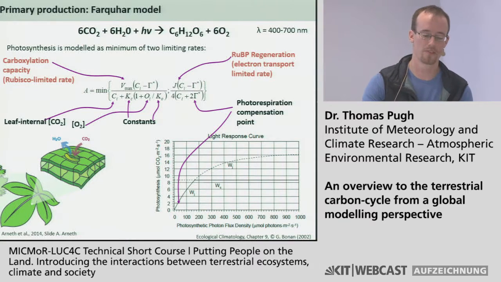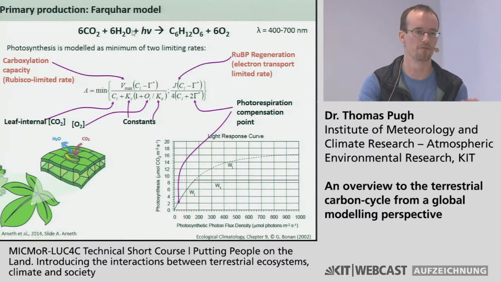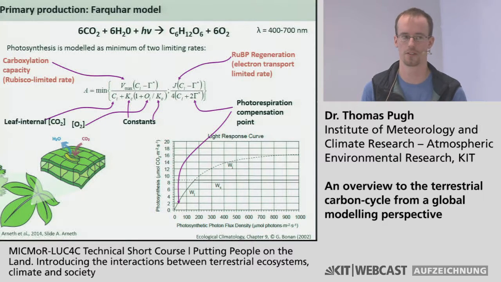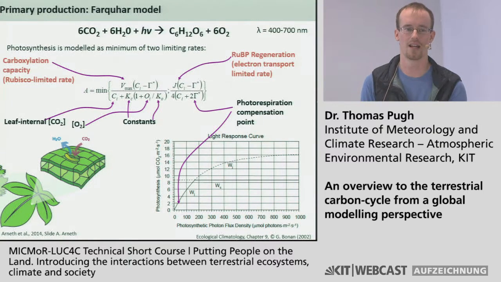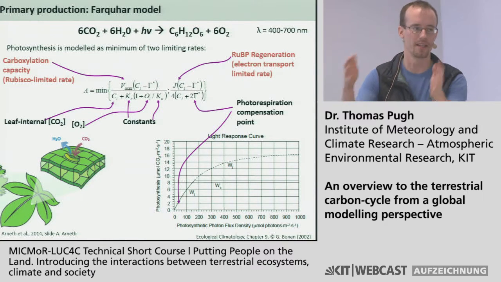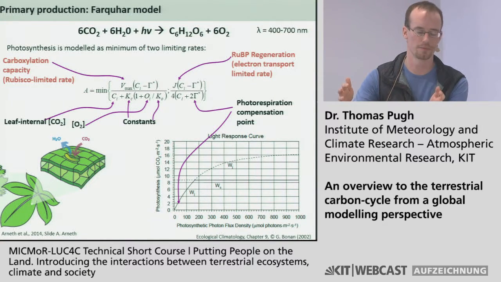And essentially this model comes down to a minimum of two different rates which limit the rate of carbon assimilation. One is the regeneration of ribulose bisphosphate, which you can essentially consider as the rate of energy supply from light into the system. And another is the carboxylation capacity, which is the rate at which the enzyme Rubisco can take CO2 and stick it into a larger organic molecule.